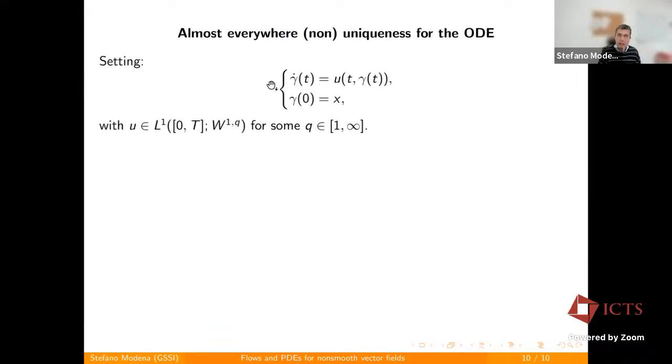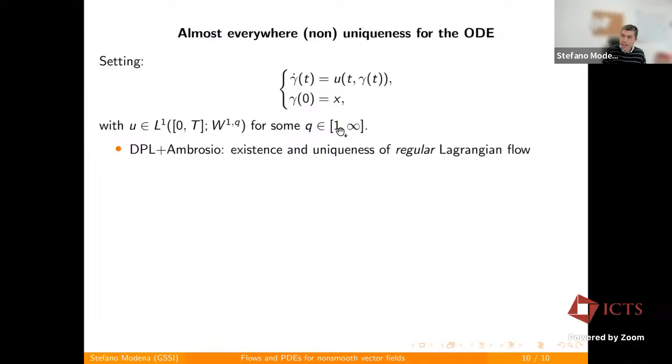We have our ODE, and we have a vector field which is Sobolev for some q between 1 and infinity. Of course, infinity does not make sense because then it is Lipschitz continuous. But okay. Then we have seen that by DiPerna, Lions, and Ambrosio, we have existence and uniqueness of a regular Lagrangian flow. So existence and uniqueness in a selection set.